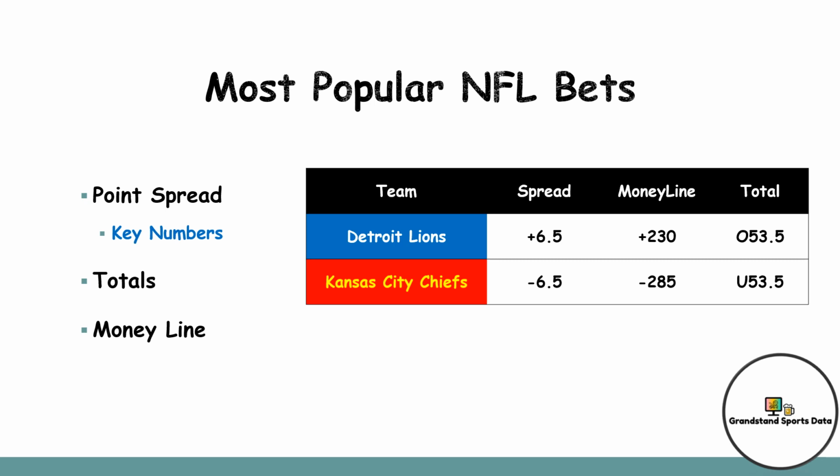So now we're going to jump into the most popular NFL bets. We're going to start with point spread. The point spread is a way to level the playing field in a game where one team is considered stronger than the other. In this case, Kansas City is the favorite, and they're expected to win by 6.5 points. If you bet on Kansas City to cover the spread, they need to win by 7 or more for your bet to be successful. On the other hand, if you bet Detroit, they can either win the game outright or lose by less than 6.5 points for your bet to win.